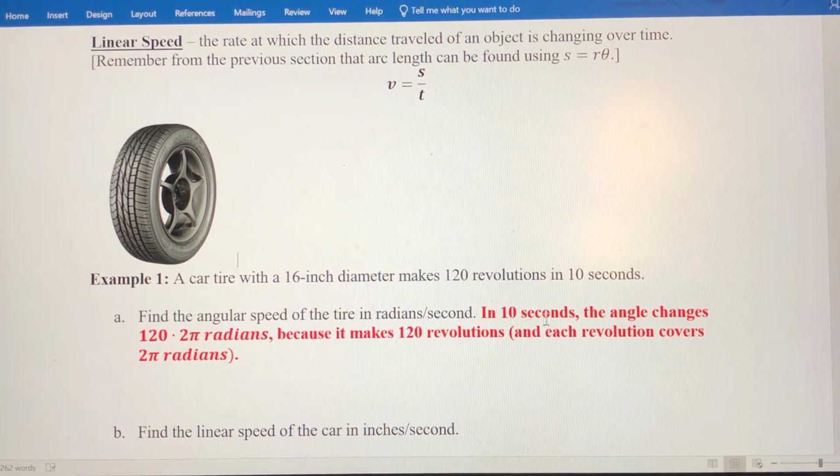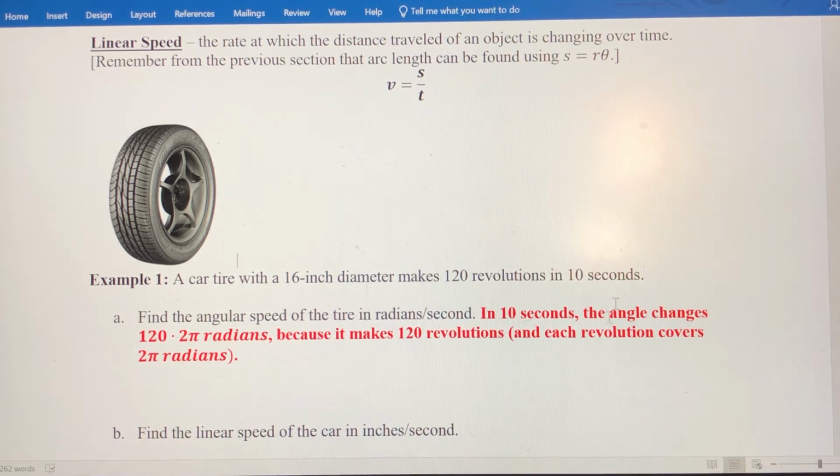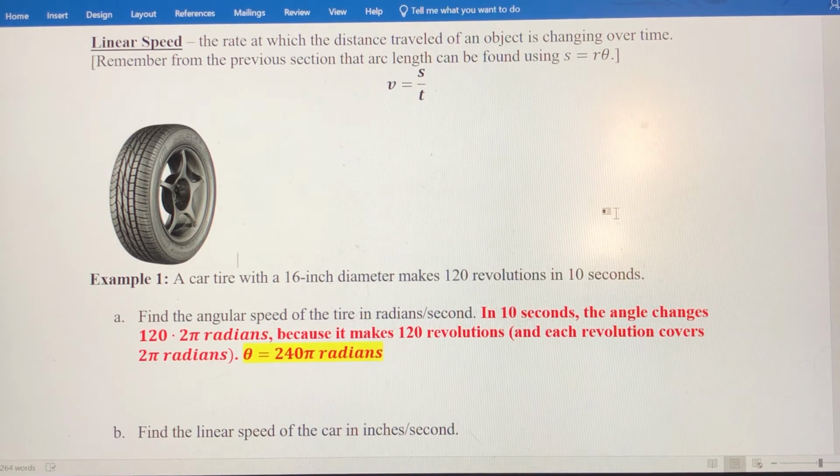In 10 seconds, the angle is going to change 120 times, and each of those 120 revolutions covers 2 pi radians. Remember, one full revolution is 2 pi radians. So if we're making 120 revolutions, we're going to multiply 120 times 2 pi. So our theta here is going to be 120 times 2 pi, or 240 pi radians. That's how much the angle changed over the course of 10 seconds.